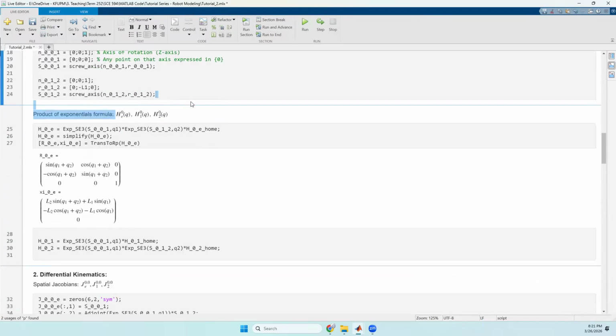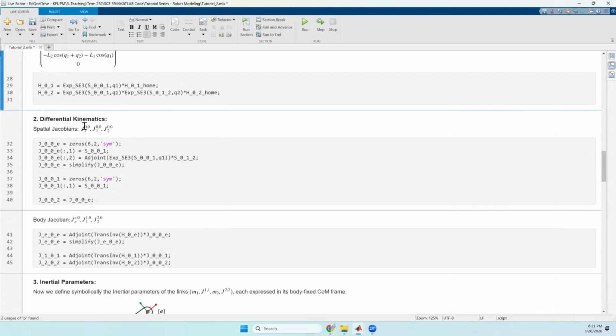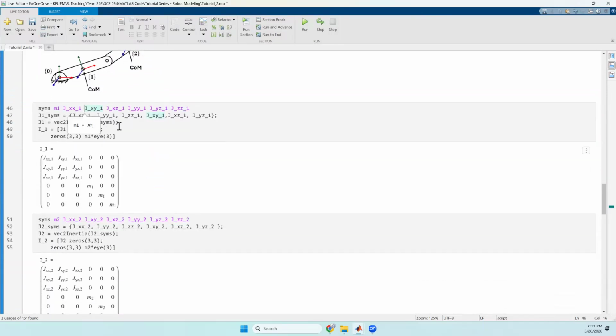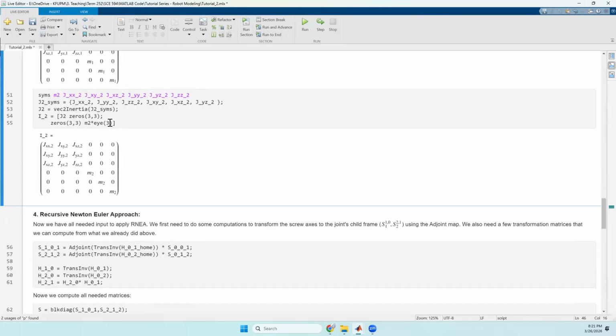We need to solve the forward kinematics problem using the product of exponentials formula. And then we also need to compute the spatial and body Jacobians by solving the differential kinematics. And we also need to provide the inertial parameters in the frame that we chose. So here we have, for frame 1 and for frame 2, this is how the generalized inertia matrices look.